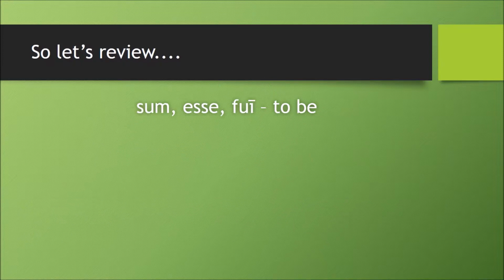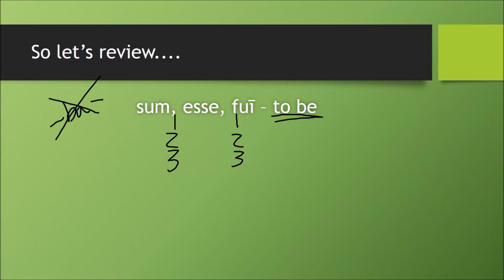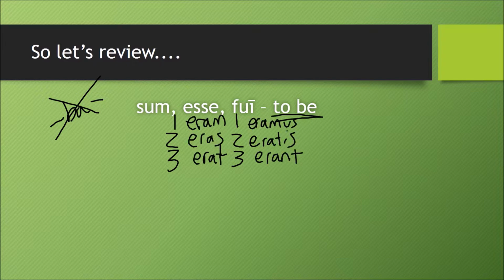Two last questions. We have the three principal parts of our primary irregular verb to be, sum, esse, fui. Do you remember how to conjugate this verb in all of its people and numbers, first, second, third, singular and plural, in the imperfect tense? Remember, this is an irregular verb, so it's not going to use that signal marker BA. Instead, it's going to use a different signal marker. Go ahead, pause the video while you try to conjugate this verb sum, esse in the imperfect tense.